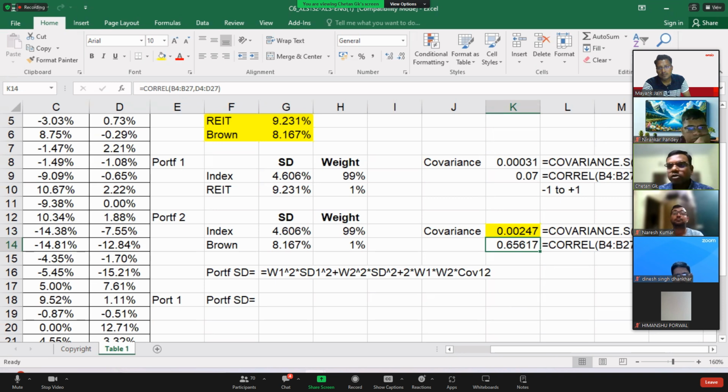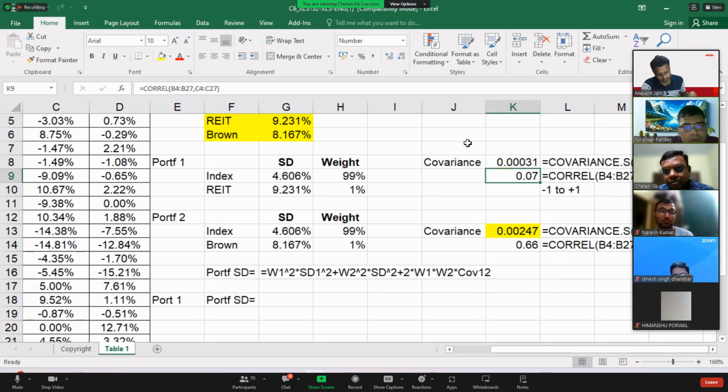Correct? You had a question, right? You can go ahead. Yeah, I was saying, if the covariance varies, can we assume that the REAT will move with the index and is low risk? We can't really say by looking at only the correlation coefficient whether they're risky or not. But I can say that if you want to diversify your portfolio, you should have stocks in your portfolio which have negative correlation or maybe zero correlation.